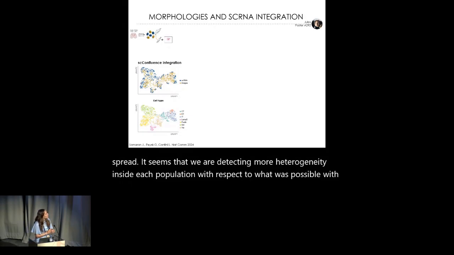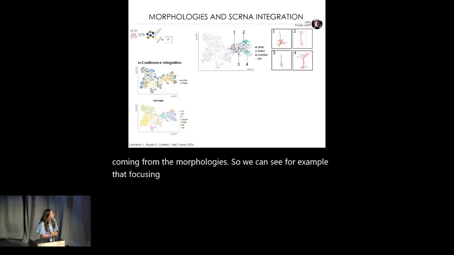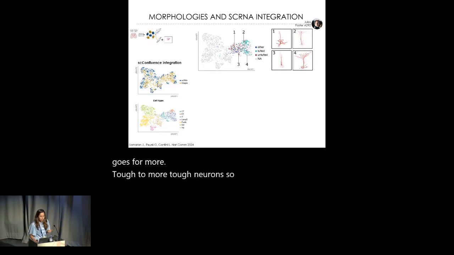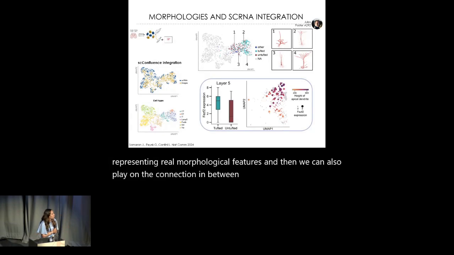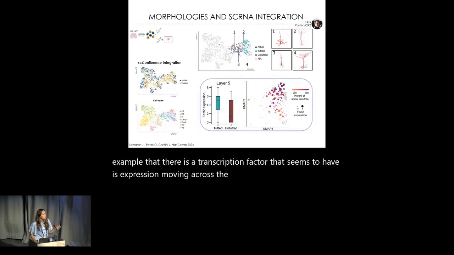So we can see, for example, that focusing on IT and PT neurons, we are actually detecting a variation inside them that goes from more untufted to more tufted neurons. So this heterogeneity is representing real morphological features. And then we can also play on the connection between the data and find, for example, a transcription factor that seems to have its expression moving across the same manifold of the morphological variation. And we could validate that this transcription factor is known to be involved in the morphological features through calcium channels regulation.